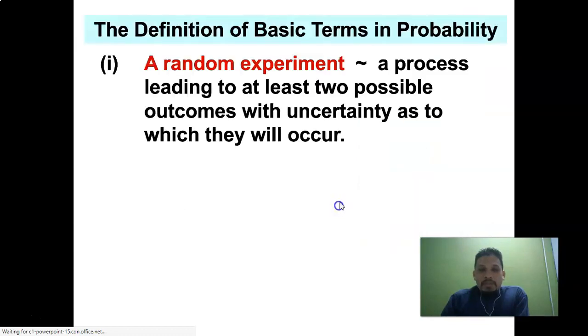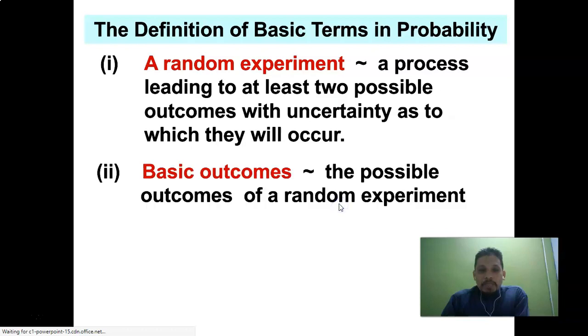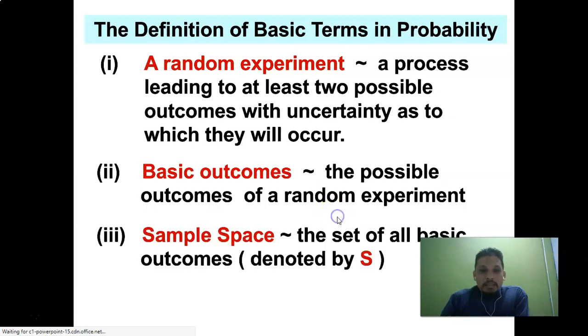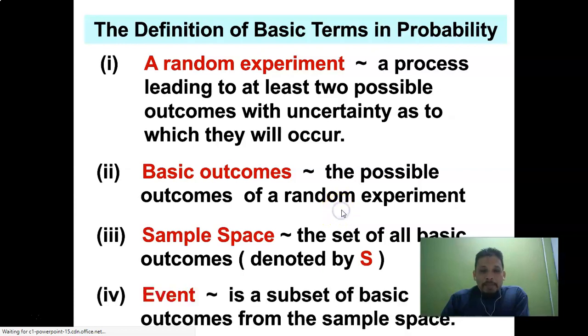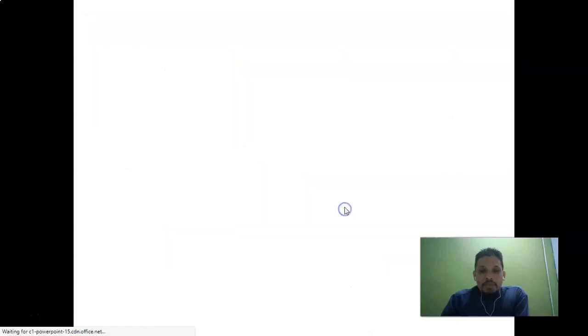The definition of basic terms: a random experiment is a process leading to at least 2 possible outcomes with uncertainty as to which will occur. You can read it by yourself. An event is a subset of basic outcomes from the sample space.